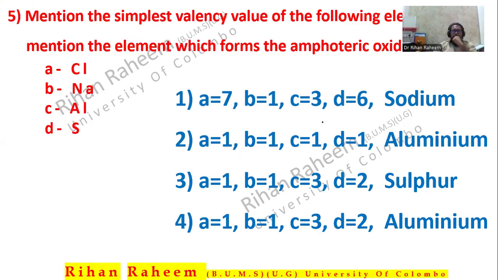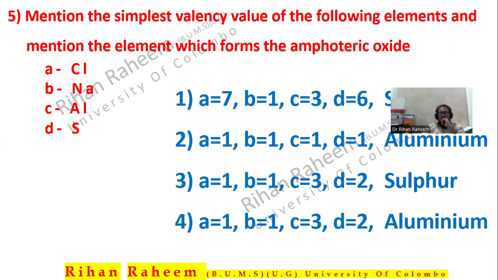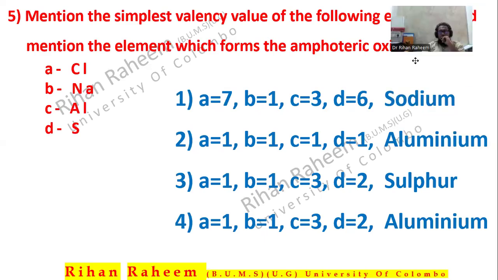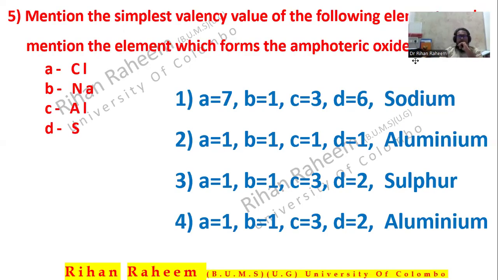Yes, fifth one: mention the simplest valency value of the following element and mention the element which forms the amphoteric oxide. So you'll have done the basic chemistry part. So A, what is the valency of chlorine? Valency is different. Valence electron is different. Valence electron means the number of electrons in the last energy level. Valency means the number of electrons which can be given out, taken in, or shared.